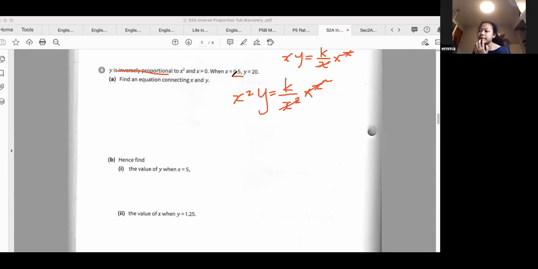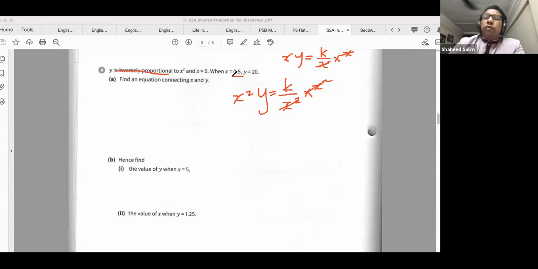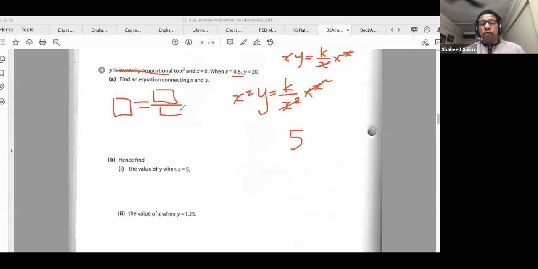0.25. Then you times 20. So you don't take 0.5, you must take 0.25. And your answer is 5. Good. So k is 5. So what's the equation? You write down what. You tell me now. What's the equation?